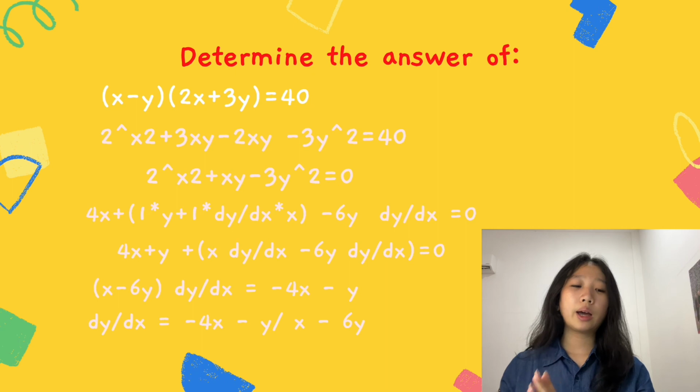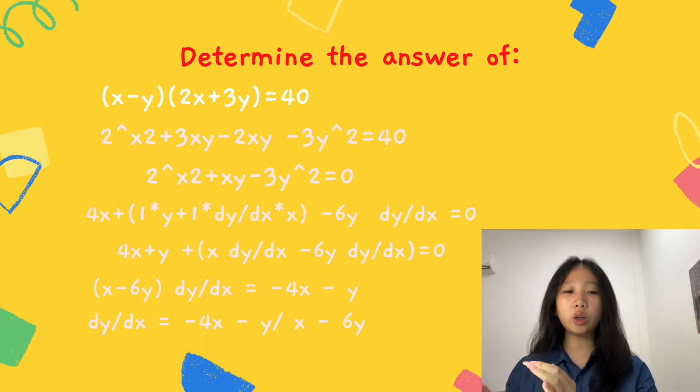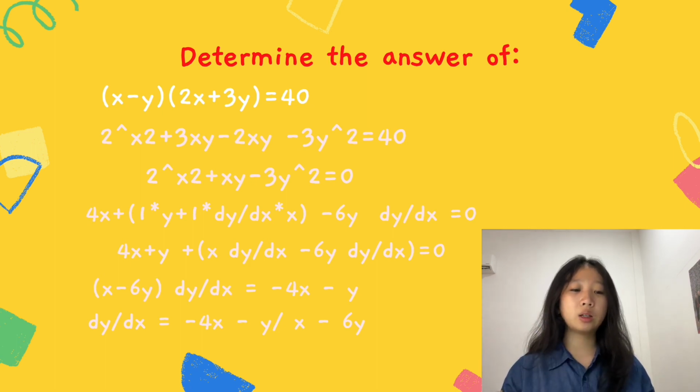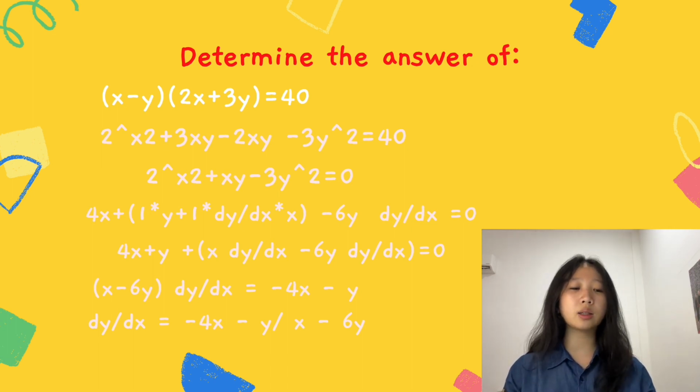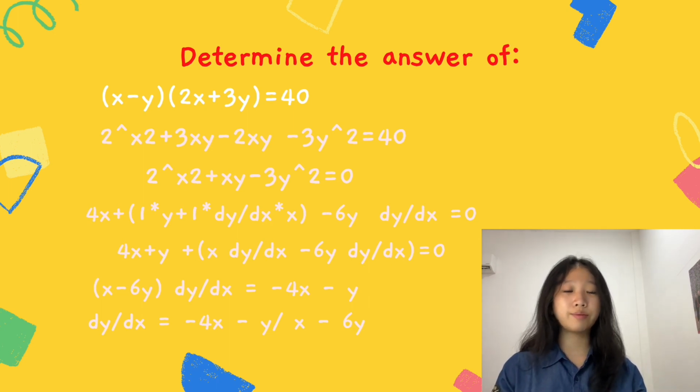So x minus 6y times dy per dx equals minus 4x minus y. And for dy per dx, we move the factor to the right side. So the final answer is dy per dx equals minus 4x minus y over x minus 6y. So that's all for our derivative function PPT and the explanation. Thank you and goodbye.